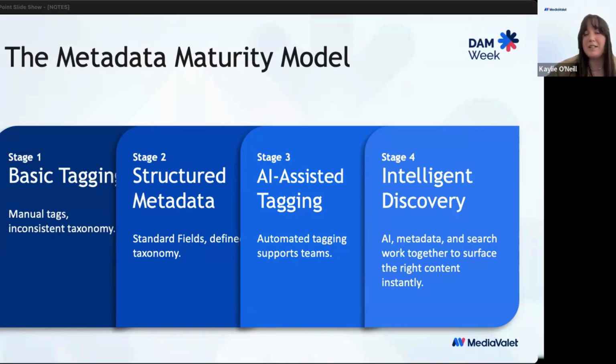Then we get to intelligent discovery. This is where everything comes together: AI, metadata, and search all working in sync to surface the right content instantly. At this stage, users don't have to think about how things are being tagged. They just need to know what they're searching for. The key takeaway here is that this isn't a rip and replace journey. It's an evolution. Each stage clearly builds on the last, and every step forward reduces friction, improves efficiency, and ultimately drives more from your content.